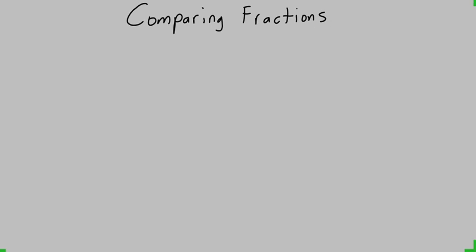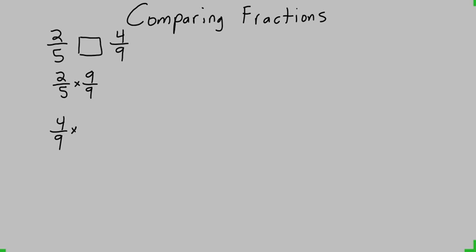So if I give another sample here, let's go 2/5 compared to 4/9. So once again, I look, can 5 be turned into 9? No, it can't. So the next step is to multiply. I have my 2/5. The other denominator is 9. So 2/5, I'm going to multiply by 9 over 9. And underneath, I'm going to write 4/9. And I'm going to multiply that by the other denominator, which is 5, so I'm going to multiply that by 5 over 5.